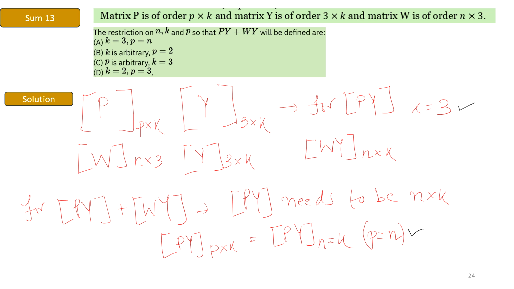For adding matrices PY and WY, these matrices need to necessarily be of the same order. WY is of the order n by k as depicted in the previous step. PY is of the order p by k. This is obtained by deducing that k is 3, which makes the order for PY to be p by k from the first step. Hence, p is equal to n.